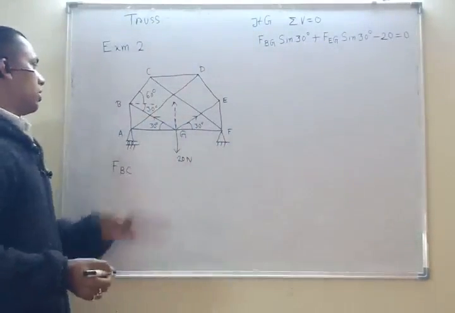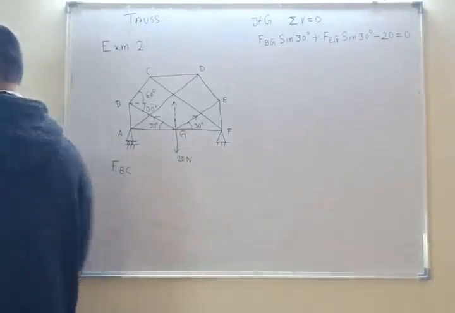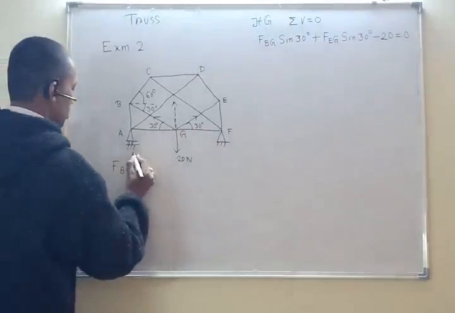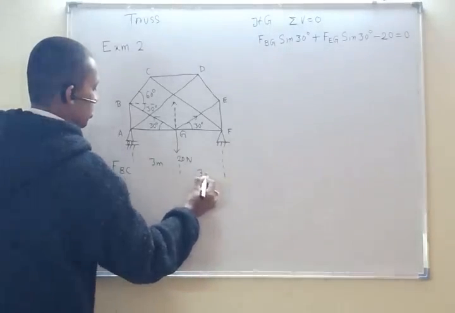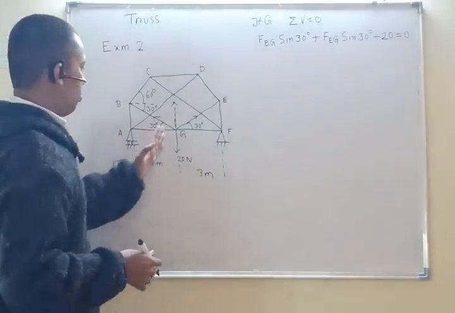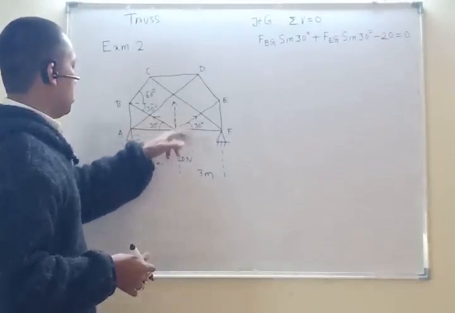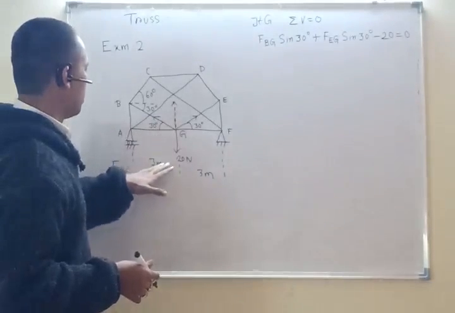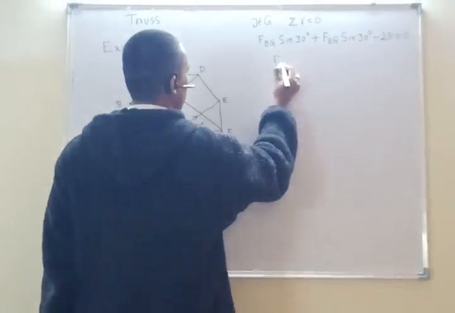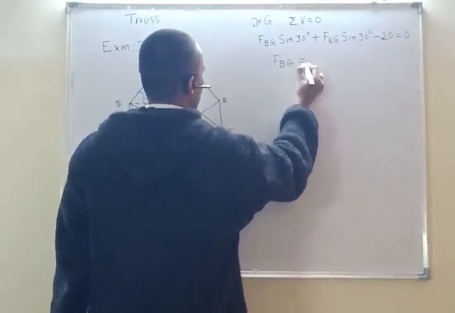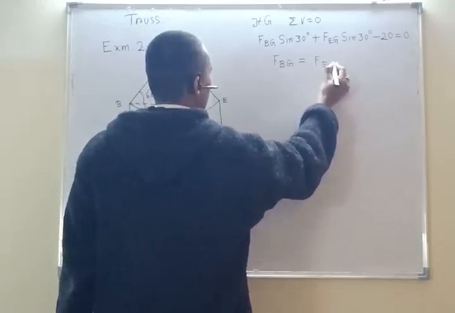From the symmetry of the truss, we can see the lengths of the members are the same, or maybe the length of the member is given as 3 meter. So this is a symmetrical truss. So the force in this member should be equal to the force in this member, because the angle is the same and the distance is the same. So the force in member BG should be equal to the force in member EG.